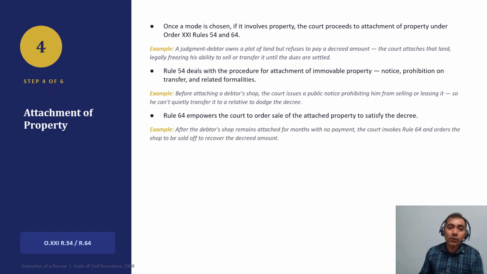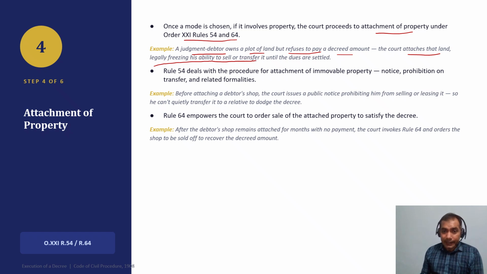Coming on to step number 4, attachment of property. Once a mode is chosen, if it involves property, the court proceeds to attachment of property under Order 21, Rule 54 and Rule 64. Example, a judgment debtor owns a plot of land but refuses to pay a decreed amount. The court attaches that land, legally freezing his ability to sell or transfer it until the dues are settled.